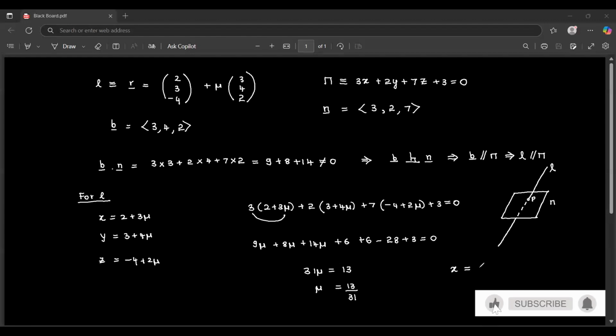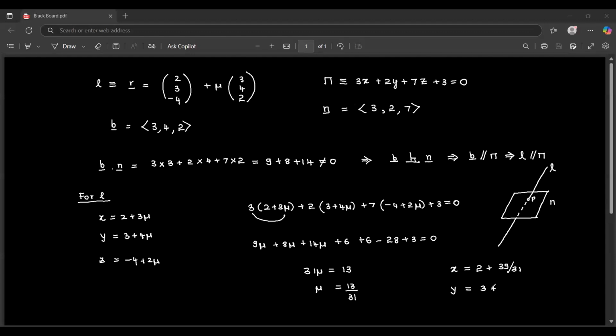So now I can substitute the values. x will be equal to 2 plus 3 into mu, so that will be 39 over 31. And y will be equal to 3 plus 4 into 13, which will be 52 over 31. And then we have z, which is minus 4 plus 2 mu, which is 26 over 31. Now you can use your calculator to find the answer. But this is the basic idea that we are going to use to find the intersection point of a given plane and a line.